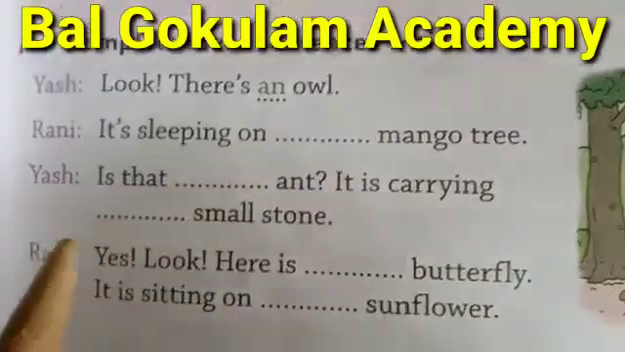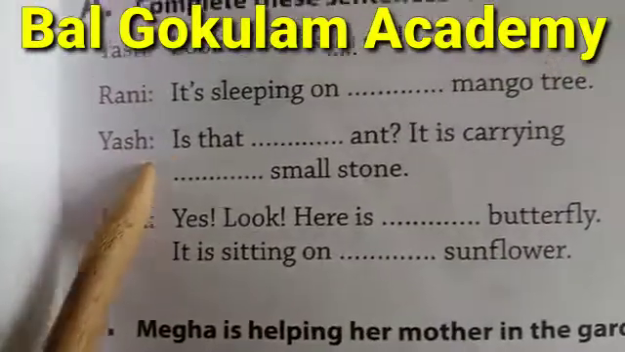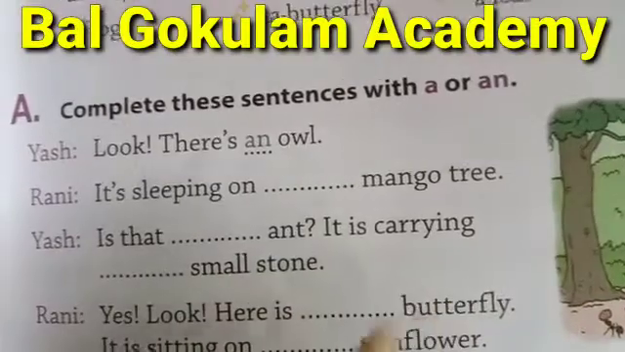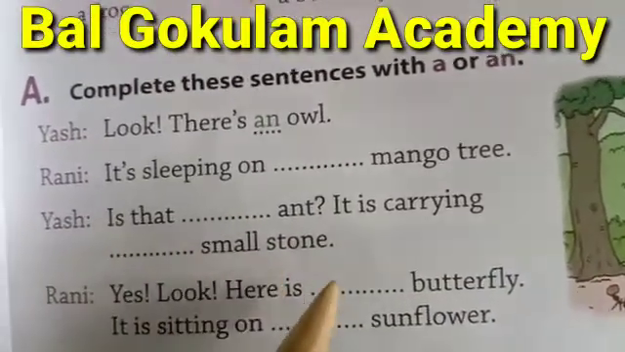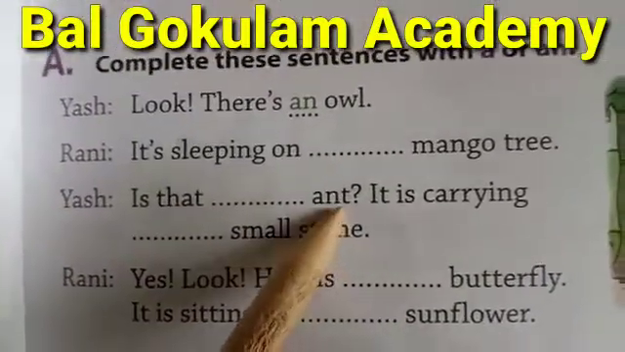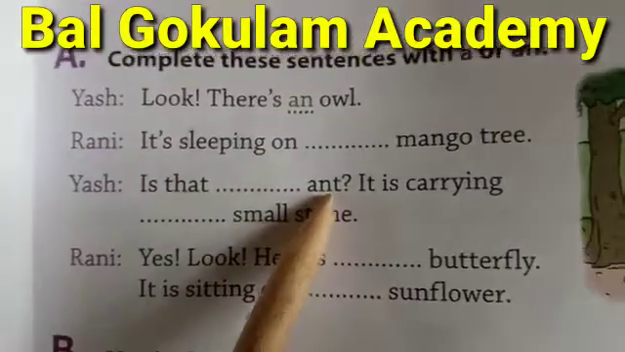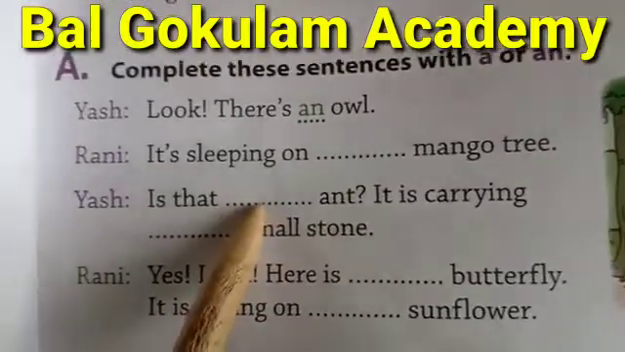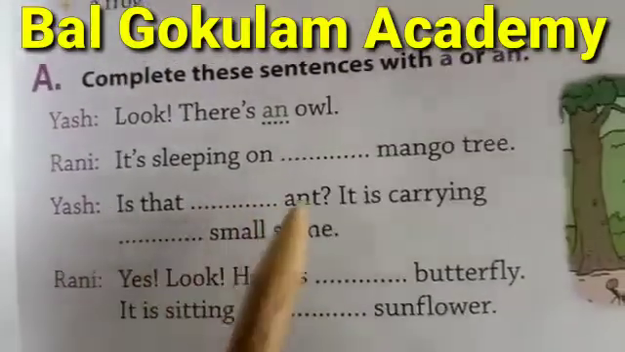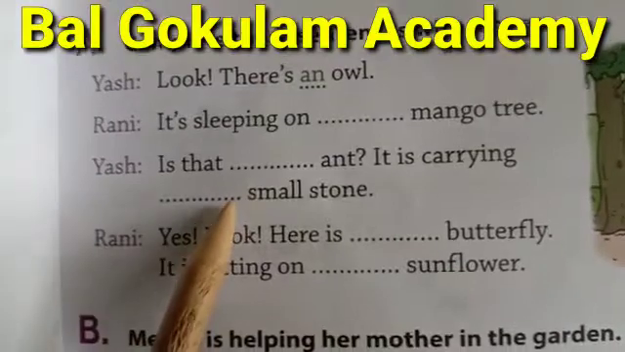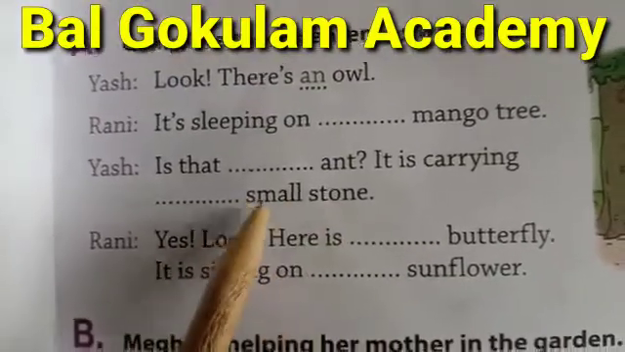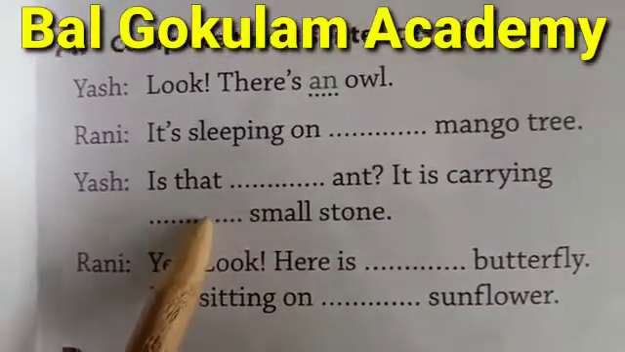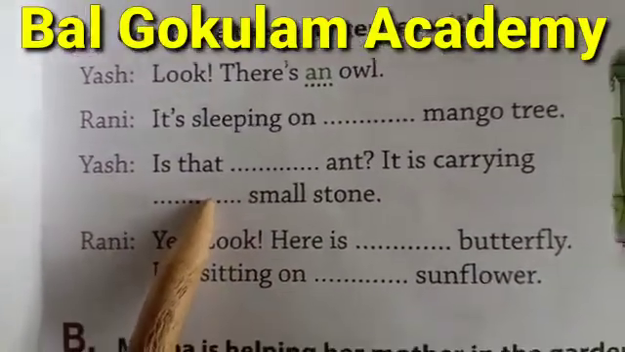Then Yash says, "Is that an ant? It is carrying a small stone." Here the word ant also begins with vowel sound, so we use here the article an. Small word begins with consonant sound, so we use here the article a.